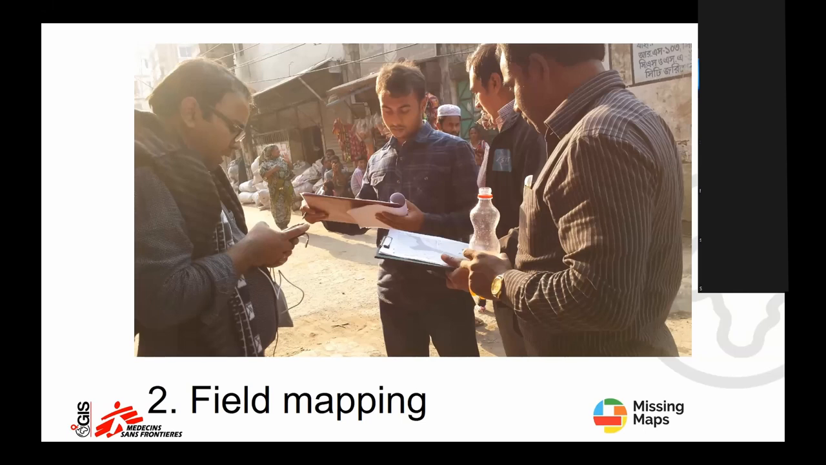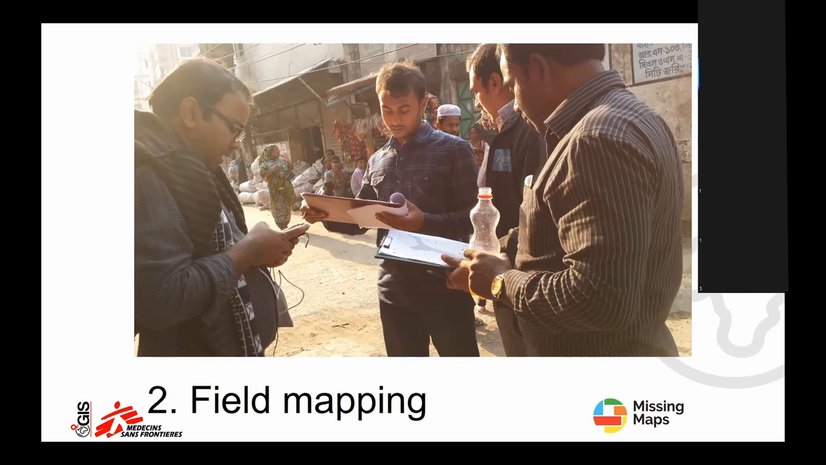And then after also validation, that's the second step of the remote mapping, or the third, if you count MapSwipe as well, we add the field data. That's our staff in the field, or sometimes the volunteers or the local mappers, because obviously from the satellite imagery, you can't see the use of the buildings or how the settlements are called. So that's the information that the field teams get.